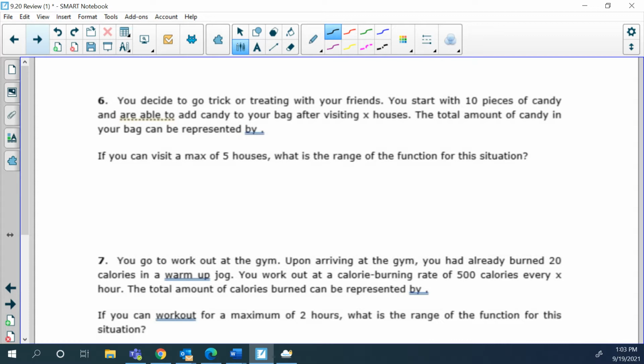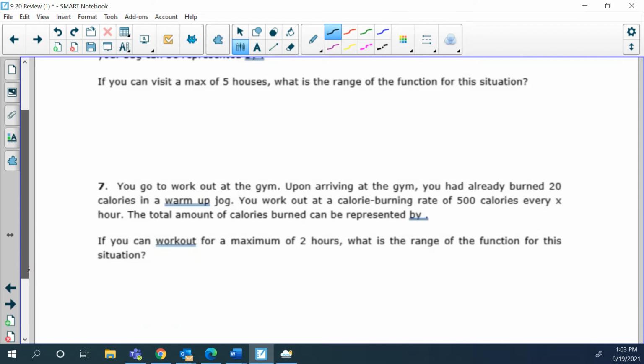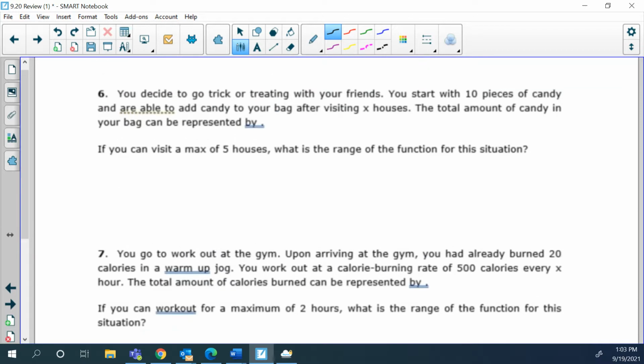Okay, number 6. This is a word problem, and I wish I had a little more space to do this here. Okay, so you're going trick or treat, and you're starting with 10 candies. So initially, you start. So that should tell you that's going to be your B, your y-intercept, right? Start with 10, and you're able to add candy to your bag after visiting x houses.